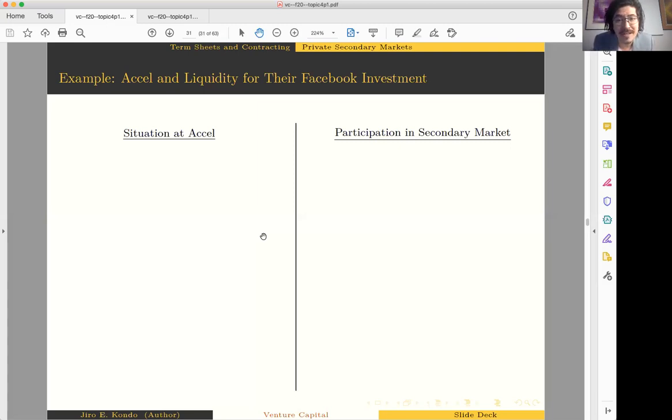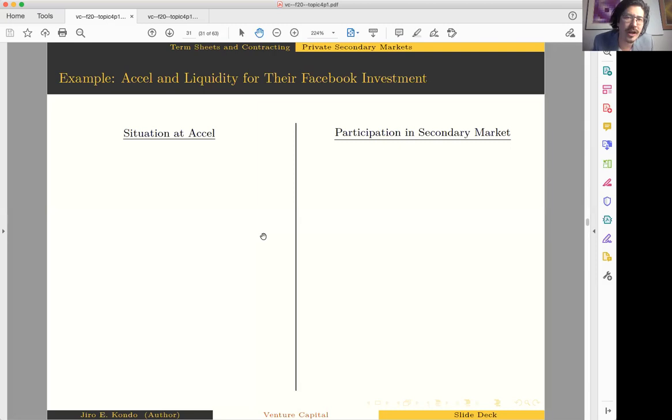And so they were hurting, Accel was hurting. If they had another bad fund, it would actually be existential for them. So why did they sell some of their Facebook position? They said, look, we need to guarantee a good return for this fund because we can't fail it again. We can't do more damage. So they sold enough of their position to make sure that their fund was going to do well.